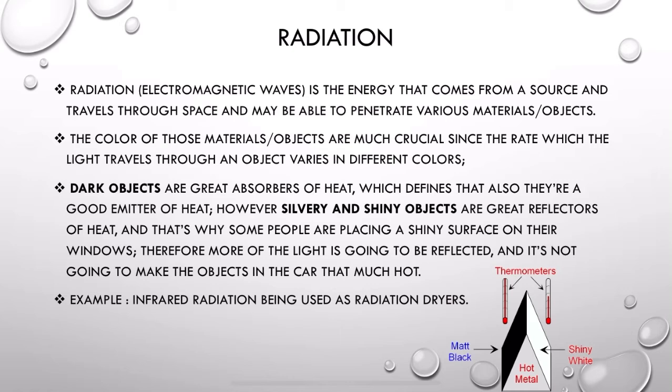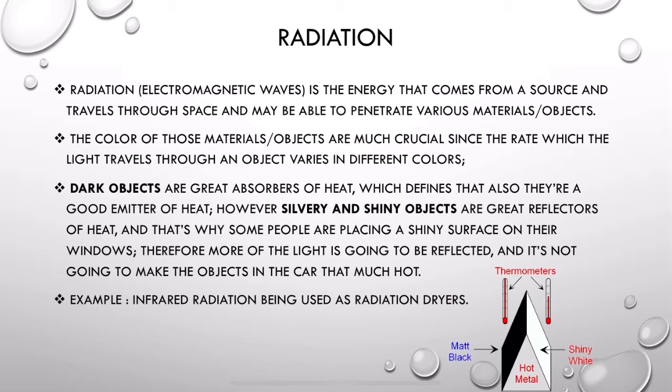The color of those materials or objects is very important, since the rate at which radiation travels through an object varies in different colors. So the color is effective in this process. I'm going to talk about this briefly and in detail. Dark objects are great absorbers of heat, which also means they are a good emitter of heat. However, silvery and shiny objects, for example white objects, are great reflectors of heat.